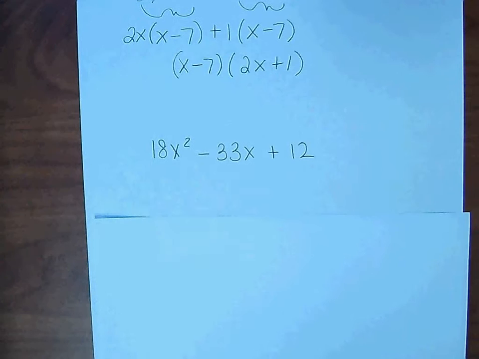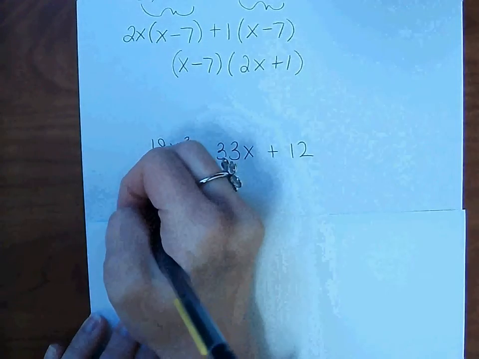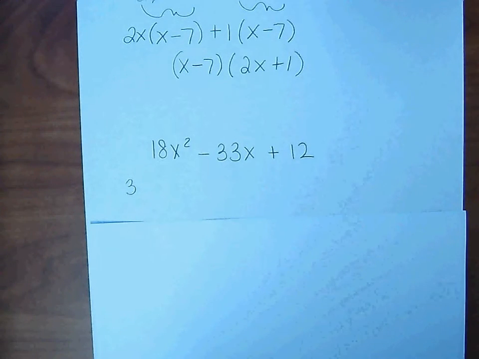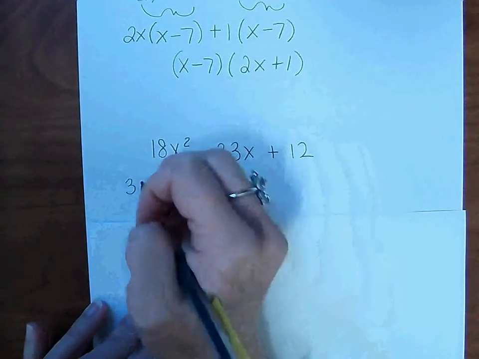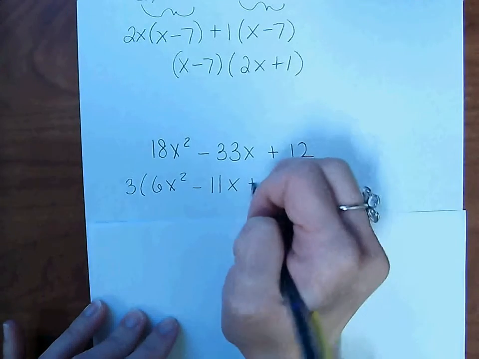18x squared minus 33x plus 12. Check to see if there's a GCF between all three of these terms. And in this case, there is. I'm going to pull out the 3. Doing that is going to make our numbers much smaller. It's going to be a lot easier to factor after pulling out the 3 than it is to multiply 18 and 12 and get 216 and think about the factors of 216. That would give us a negative 33. So when I pull out 3, that's going to be 6x squared minus 11x plus 4.